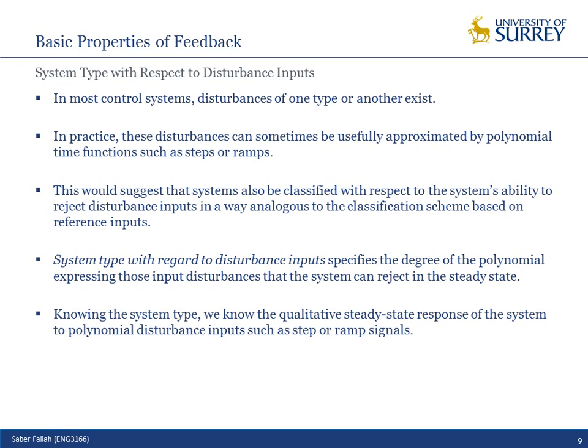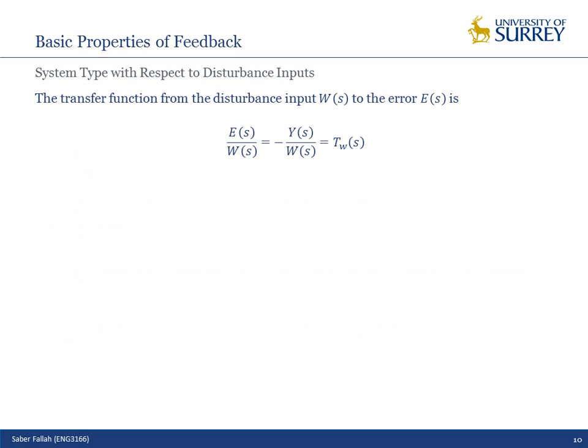So, again, by knowing the system type, we can have an idea of what the steady state error of the system will be subject to a given disturbance input. The transfer function from error to disturbance is equal to minus Y(s) over W(s). Why?